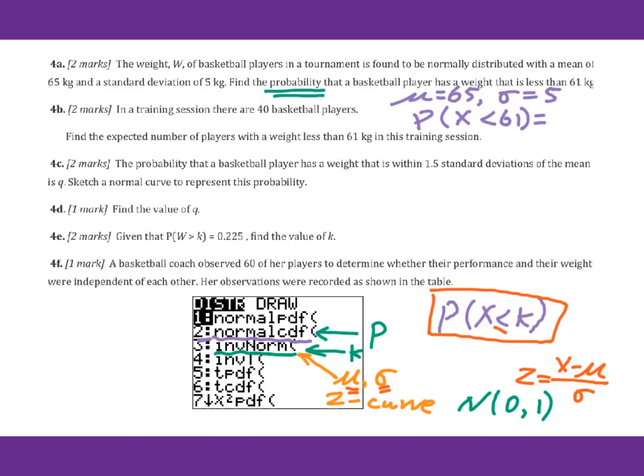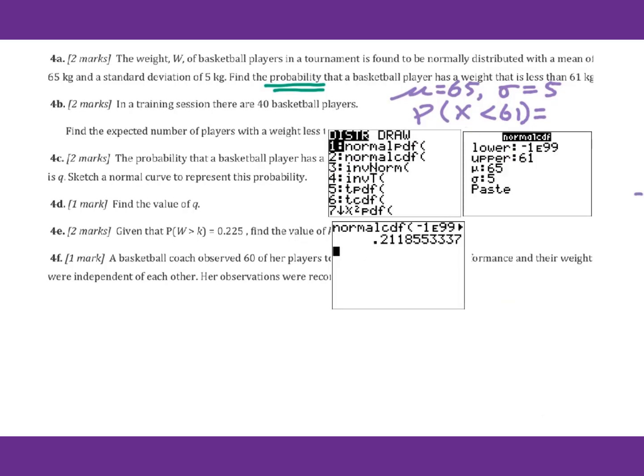Now we put it into the calculator. We use normal CDF because we're looking for the probability. The lower bound is negative 1e99, which basically means negative infinity, to 61. And mu equals 65, standard deviation equals 5, then your answer will be 0.212.